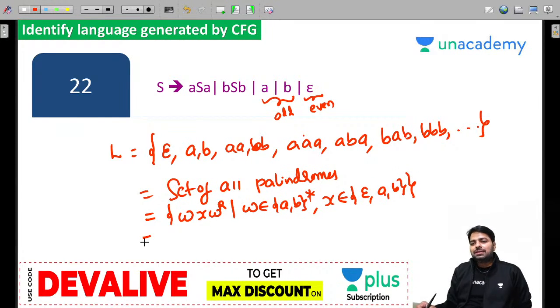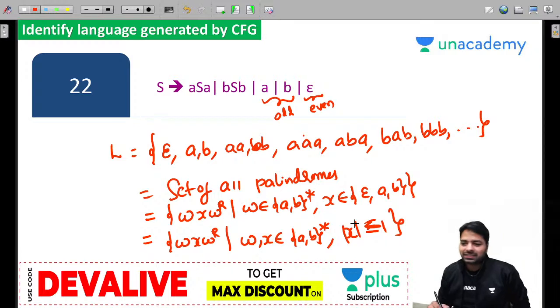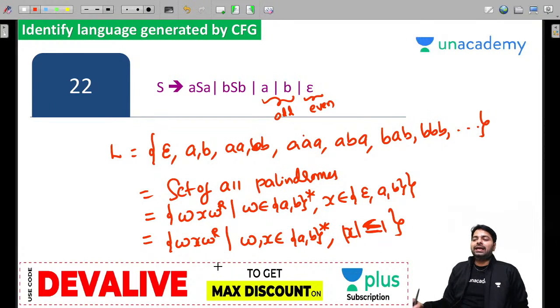Do you want to represent it some other way? Still you can do that, guys. Let's see how to do that. Here W X belongs to A comma B whole star, but X length is less than or equal to 1. And this is also a very interesting fact. Because the length of X I can write as less than or equal to 1, because this is 0 length, these two are 1 length. Okay, this is another way to represent. And still you have many other ways, you know that already.